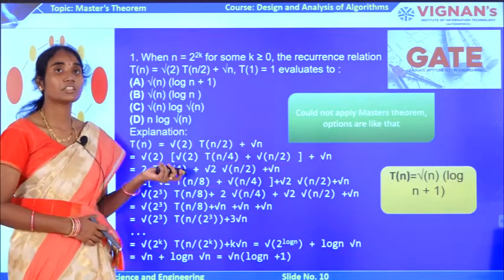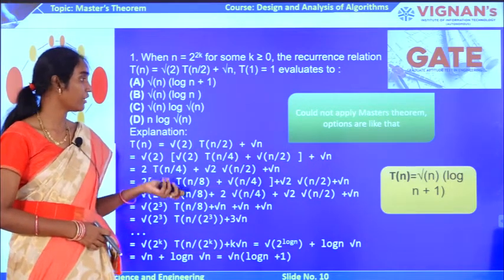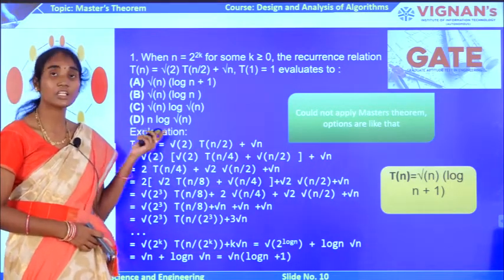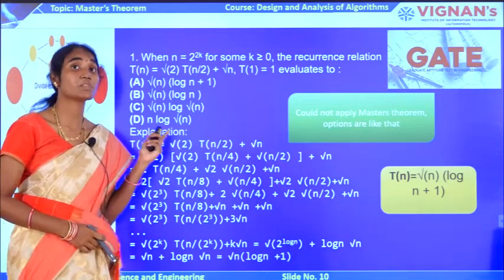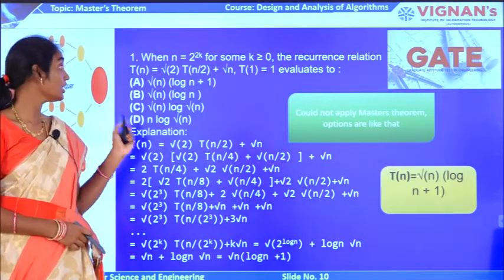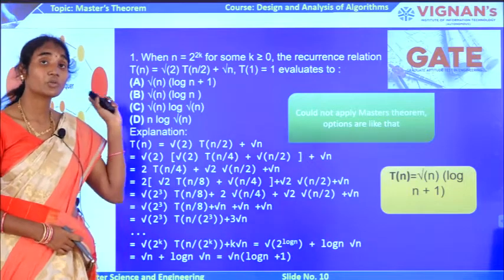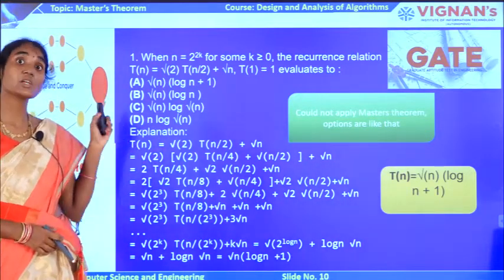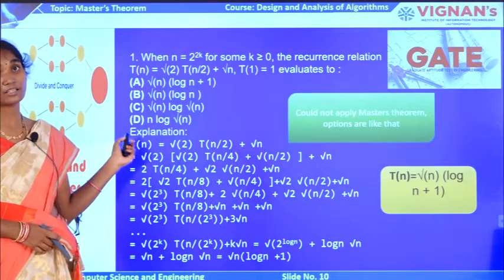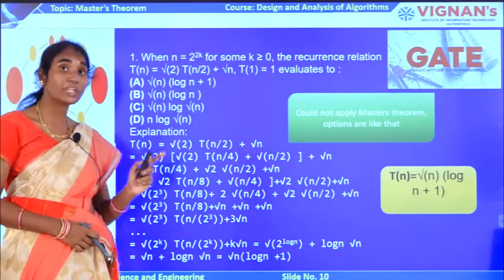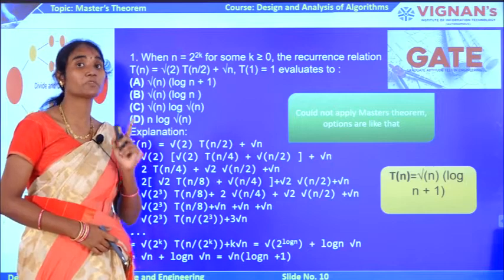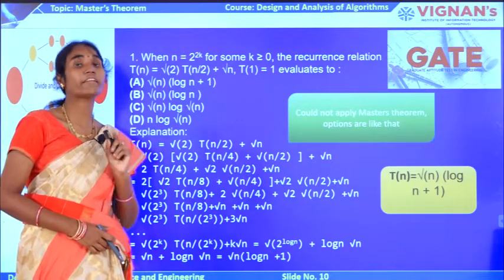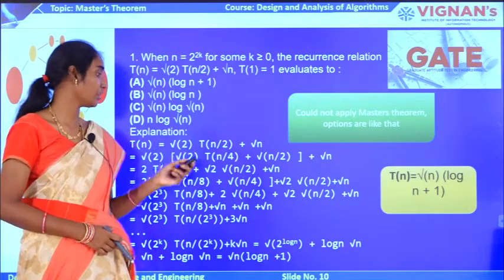The time complexity T(n) for the given problem we could not find using Master's theorem. Why? Because here n is equal to 2 to the power of 2k, but not n is equal to 2 power k. If it is n is equal to 2 power k, you can directly apply Master's theorem. So when you are attempting a question in a competitive examination, please read the question thoroughly and repeatedly.